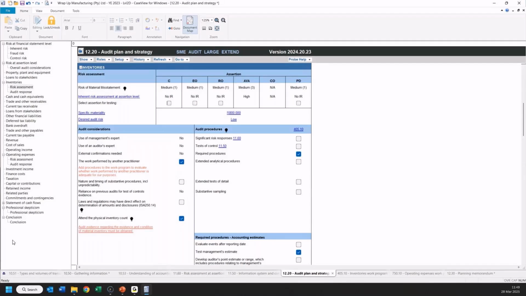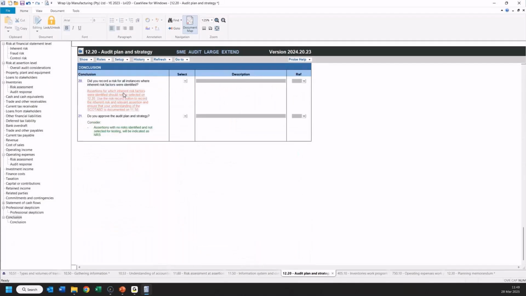All right. Then the last question in this conclusion, so that was the one with the red instruction. The last one says, do you approve the audit plan and strategy? And when I say that, what does that mean? It doesn't mean, oh, now I'm taking the partner's role and I'm saying, yes, the planning was perfect. That's not at all what I'm doing here. Effectively, I'm just saying I'm done doing my risk assessment.